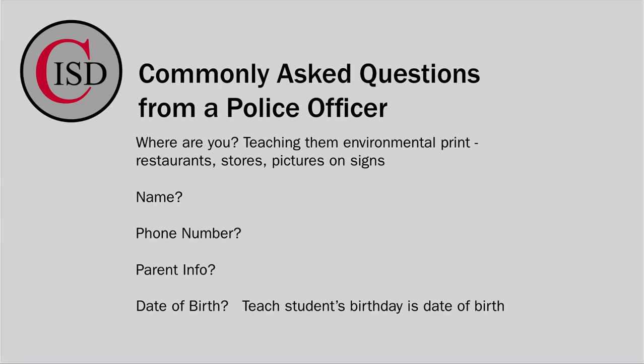When they're out in the community, questions that could be asked are, where are you? It's helpful to teach them environmental print, so looking around. Are they near restaurants, stores, pictures, street signs, familiar things in their environment? Also, knowing their name or how to point to their name on their ID card. Phone number and parent info, again, are on the ID card.